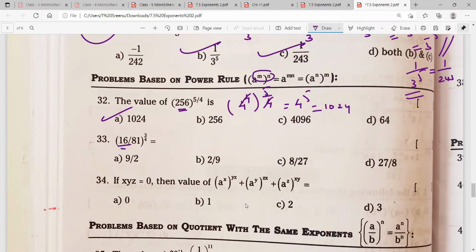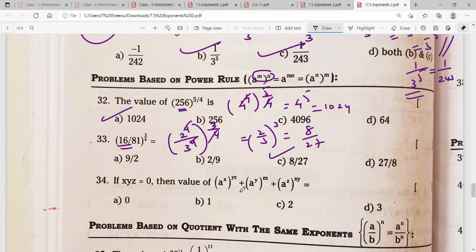Second one, 16 can be written as 2 power 4. 81 can be written as 3 power 4. And in this denominator, this 4 gets cancelled. 2 by 3 whole power 3 means 8 by 27. And 34th is a little different. First you check out 32 and 33. I will explain 34 on the board.